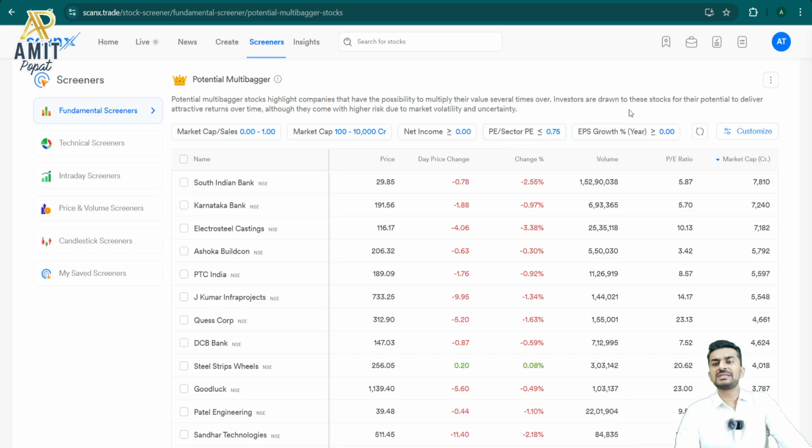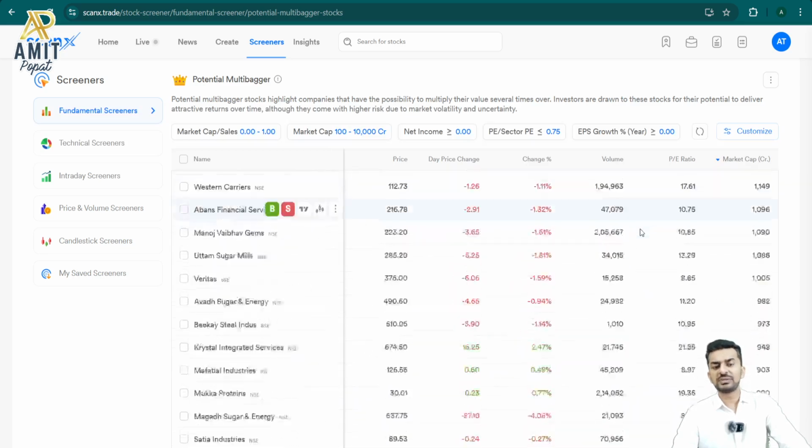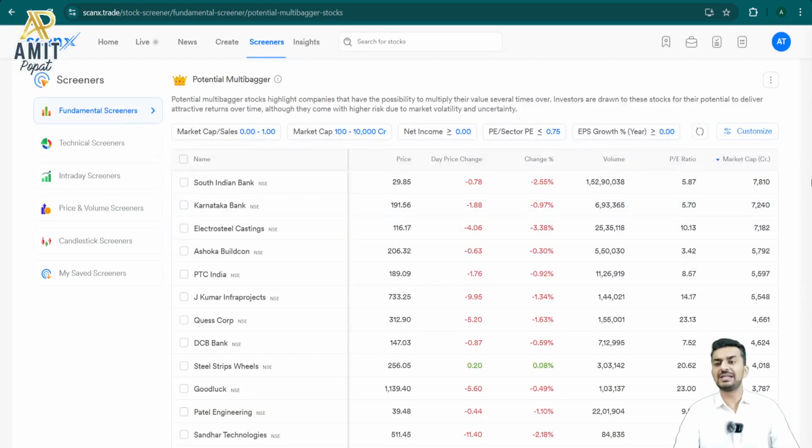And the last one over here is EPS growth is more than 0. So there is a growth in EPS. I'm not saying EPS greater than 0, I'm saying EPS growth is greater than 0. Okay. So you'll get some beautiful companies. Of course, you need to do the fundamental analysis.